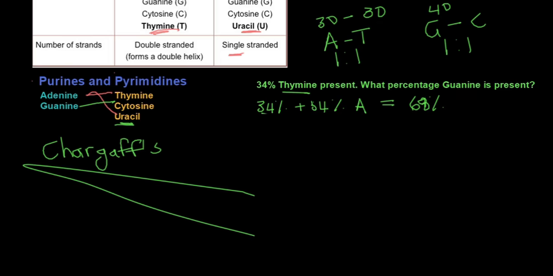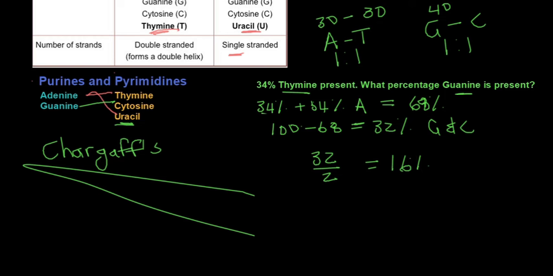So let's try that again. 100 minus 68 should give you 32%. So this 32% is then both guanine and cytosine. So to get the specific percentage of guanine, you would take 32 and divide it by 2, which will give you 16%, and that 16% is then guanine, and the other 16% would then be cytosine. So there is your answer. So that is also something that they can ask you based on the ratio of these base pairs. So just be prepared. And that is the end of this video.